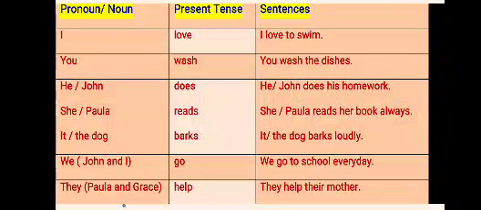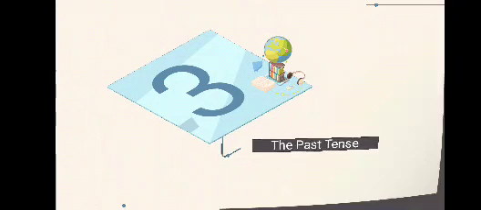For the pronoun we, representing John and I, the present tense will be go. We go to school every day. For the pronoun they, representing Paula and Grace, the present tense will be help. They help their mother.